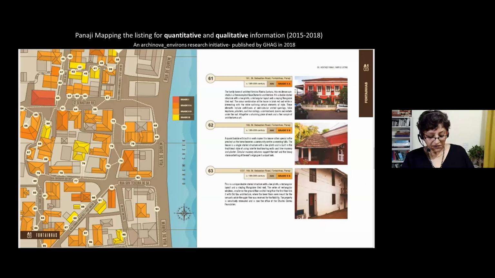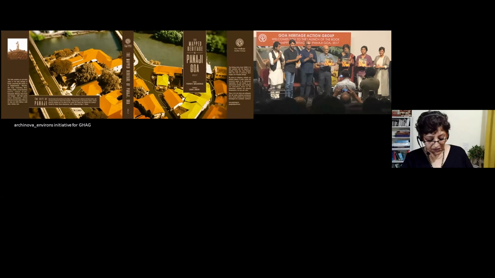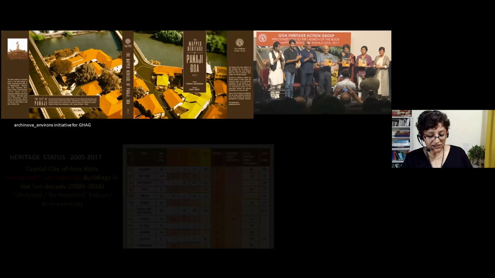In 2015, when I decided to take stock of the heritage of Panjim after a decade, this time we also mapped it. Listing is qualitative, mapping is quantitative. Between 2005 and 2017, Panjim lost 124 heritage buildings. But more importantly, it has 907 survivors, and many amongst them are now refurbished, earning a living through adaptive reuse, all this without legal protection.